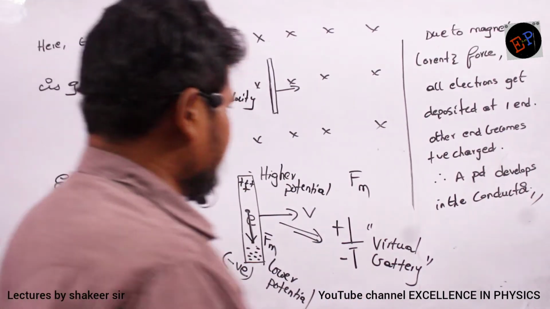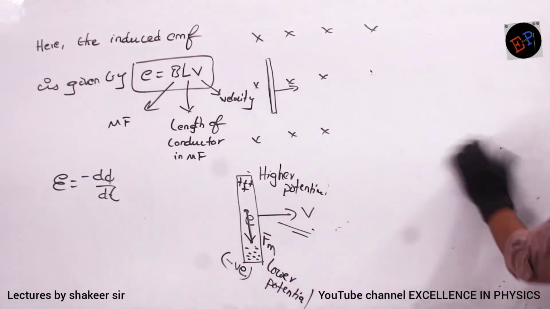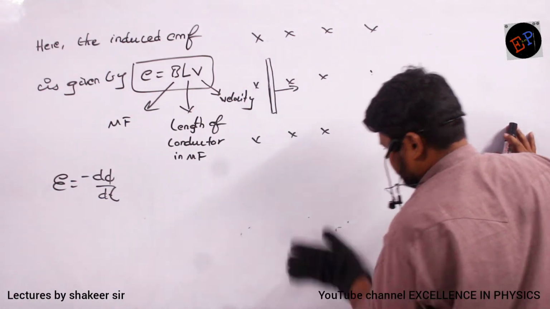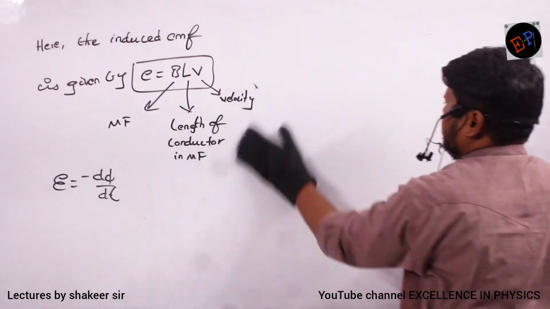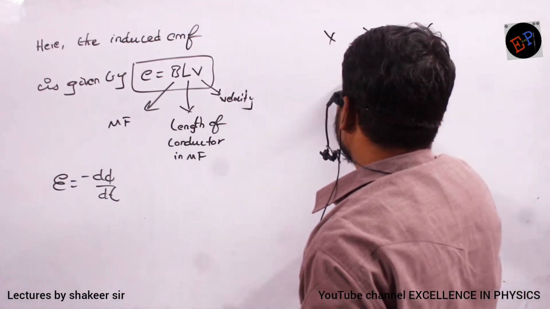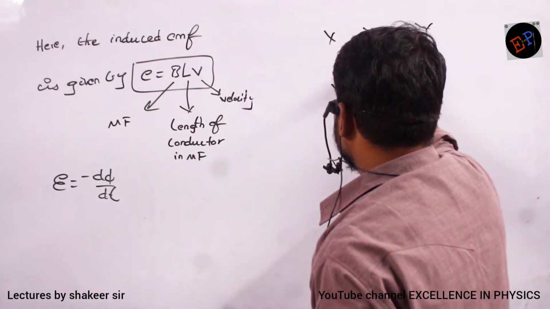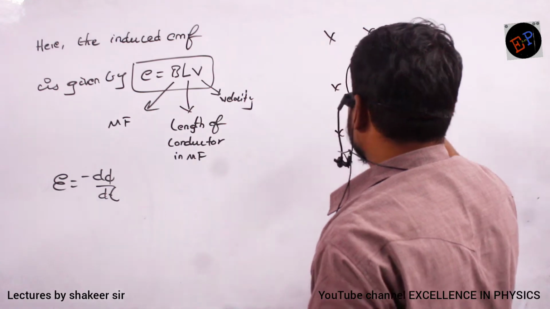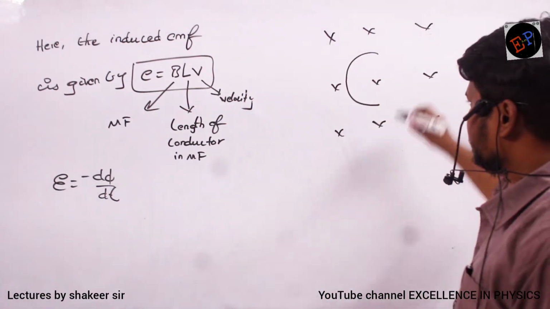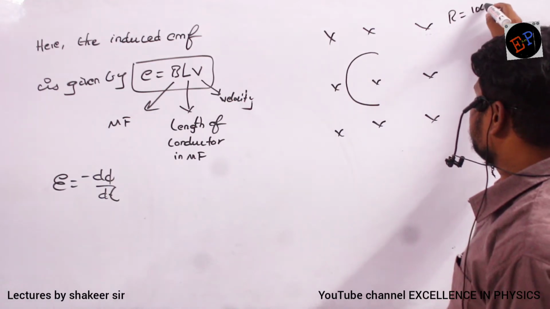Now Sima, for example, sometimes questions can be asked like this also. Inside this magnetic field there is a semicircular coil. This kind of coil is present. Radius of the coil is 10 centimeter.